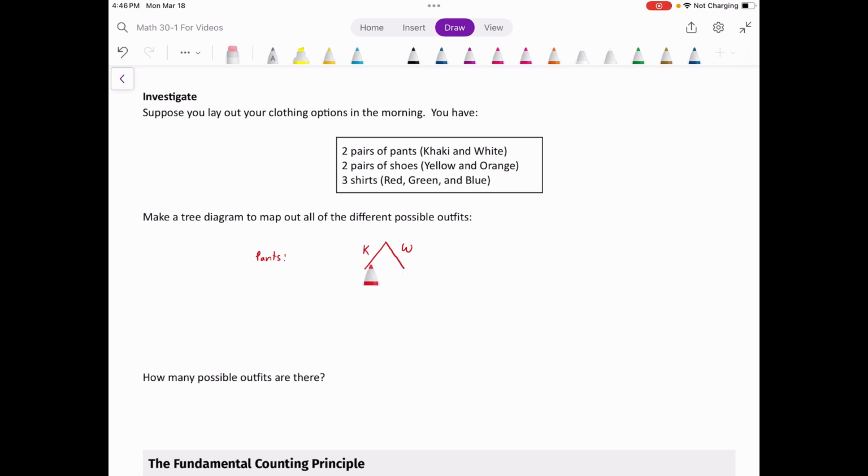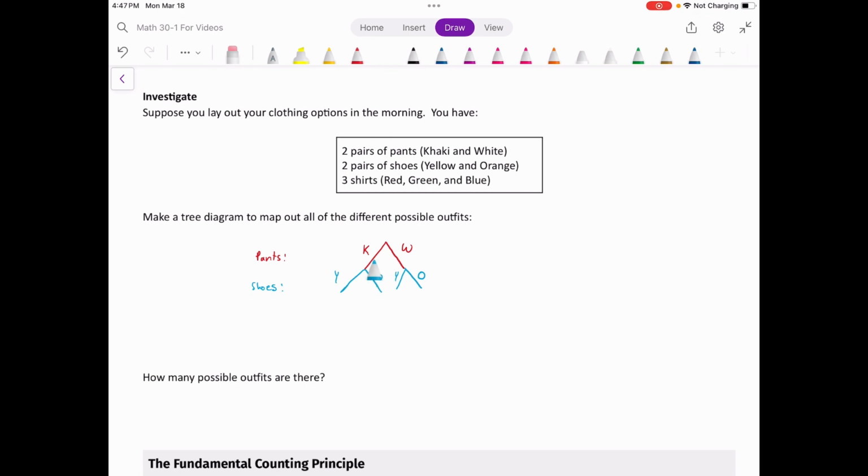With each of those pairs of pants, khaki or white, we could wear yellow or orange shoes. We could wear yellow or orange shoes with khaki pants, or we could wear yellow or orange shoes with white pants, right? So you'll see why we call it a tree diagram, because it branches out. We could wear khaki and yellow, or khaki and orange, or white and yellow, or white and orange. See how this is starting to look like a tree diagram? Okay, that represents our shoe choices.